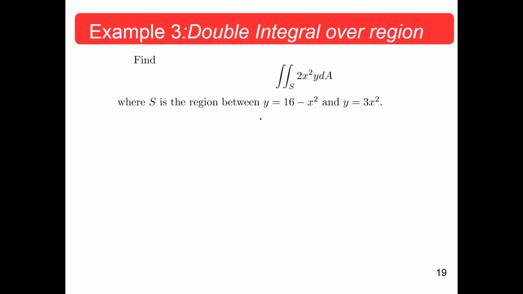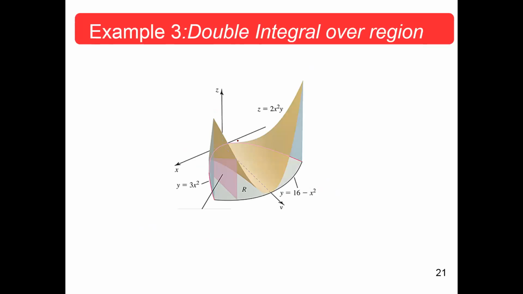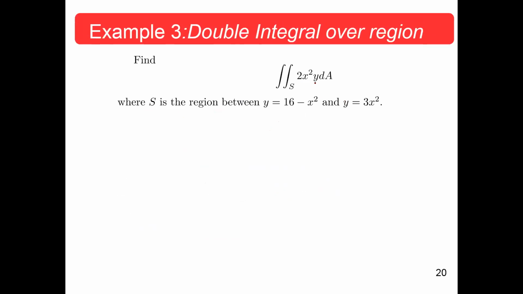Okay, with this in mind, let's recall the question that we did before. Integration of 2x squared y dA over region S, where S is the region between y equals 16 minus x squared and y equals 3x squared. Let me see if I have attached a graph. Yeah, this is the graph that we have seen before. The region R is bounded by two curves, 3x squared and 16 minus x squared, and the surface on top is 2x squared y. So let's go ahead and evaluate this double integral.